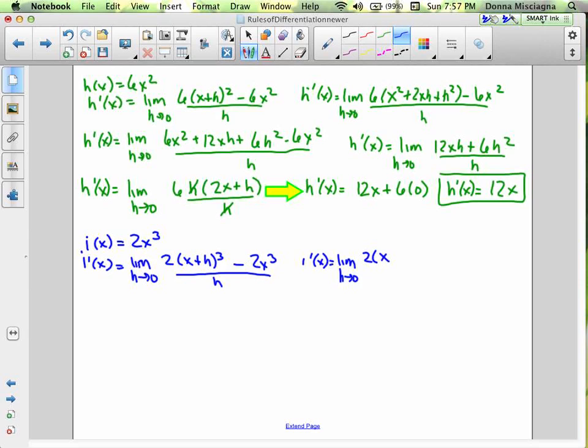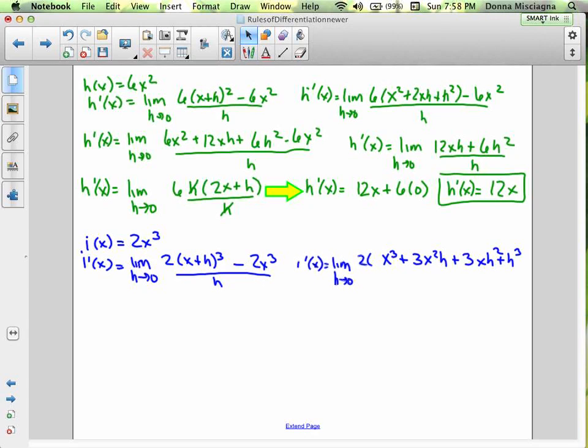Sorry. So we have 2 times, I forgot, I was cubing. Don't write it, cube it. x cubed plus 3x squared h plus 3xh squared, and then plus h cubed. I've got to squeeze in a minus 2x cubed. I think if I move this over just a little bit.